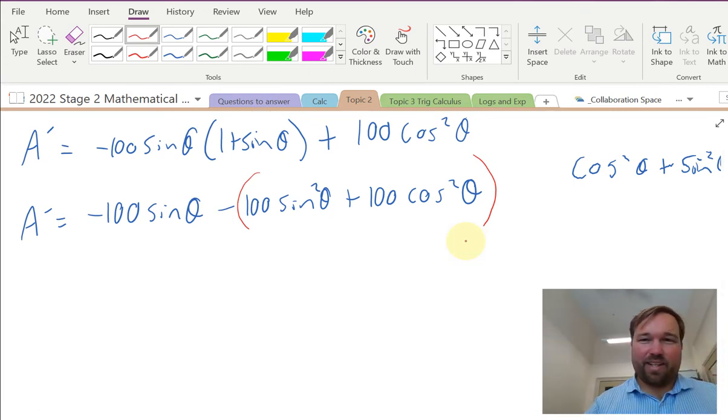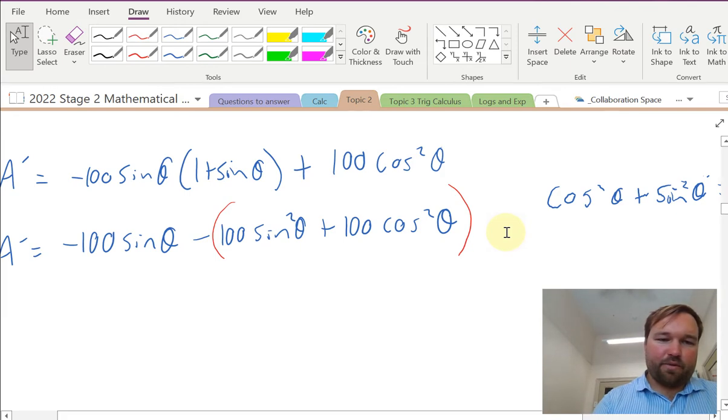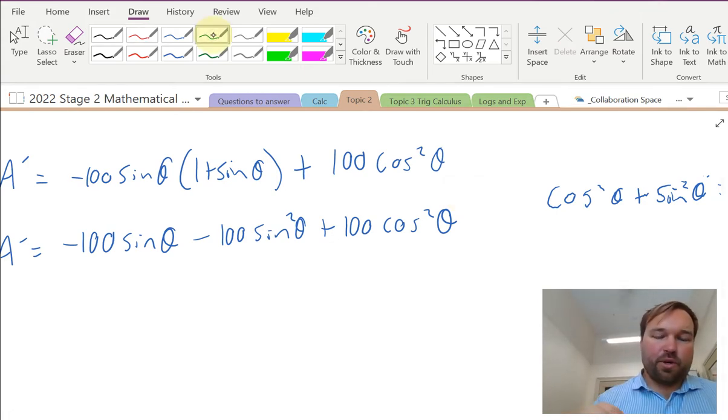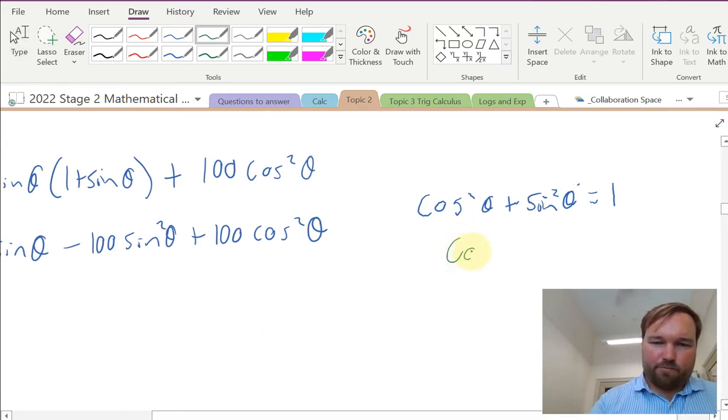Although that's not strictly allowed. Let me think. The reason that's not allowed is because previously the negative was just affecting the sine theta, and by throwing those brackets in randomly I made the negative hit everything, which is not good. So, new plan. We're going to rearrange this equation, and I'm going to recognize that cos squared theta is the same as 1 take sine squared theta.